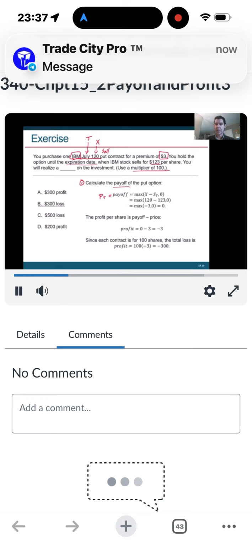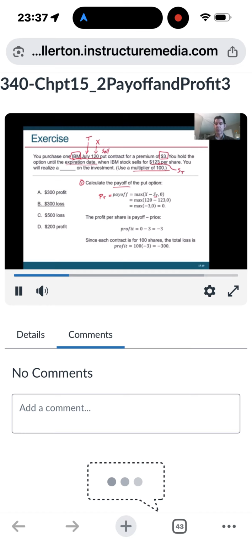And it is the maximum of X minus S sub T. What is S sub T here? That is the stock price at expiration. So X was 120. 120 minus 123 would be minus 3. I don't want to lose $3, so instead my max is going to apply to the 0, and I'm going to get a payoff of 0. So this option actually ended up out of the money. There's my payoff, so that's number 1.